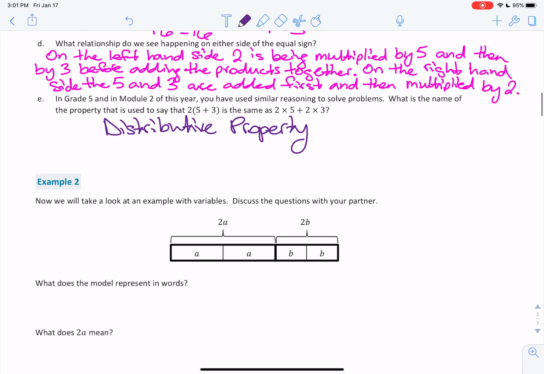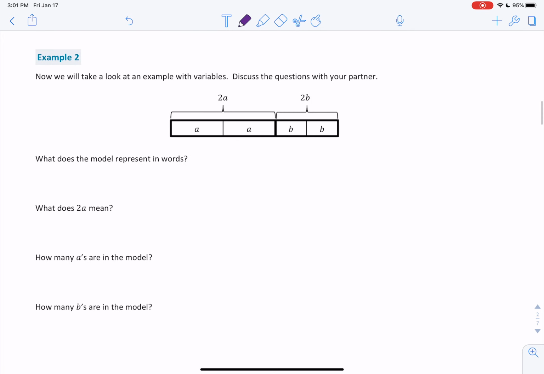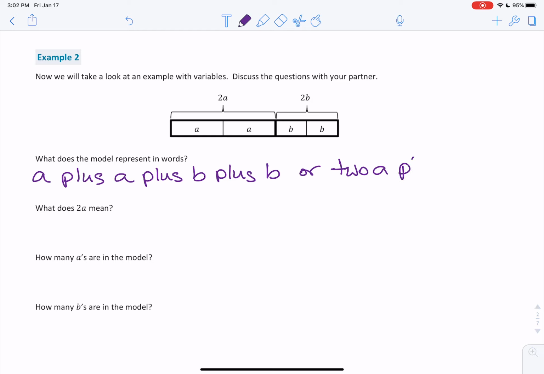All right, let's look at example 2. Now we will look at example 2 with variables. Discuss the questions with your partner. So what does the model represent in words? So in words, this model represents A plus A plus B plus B, or we could simply say 2 A's plus 2B.